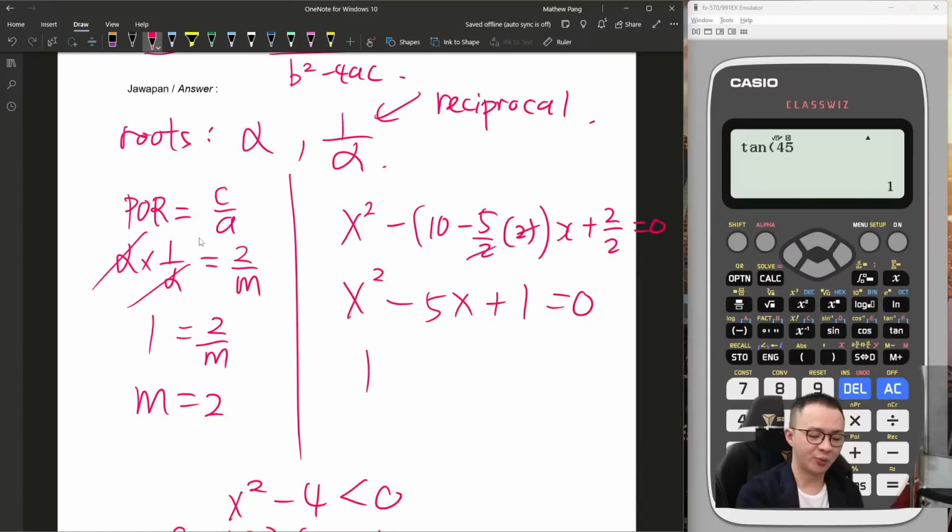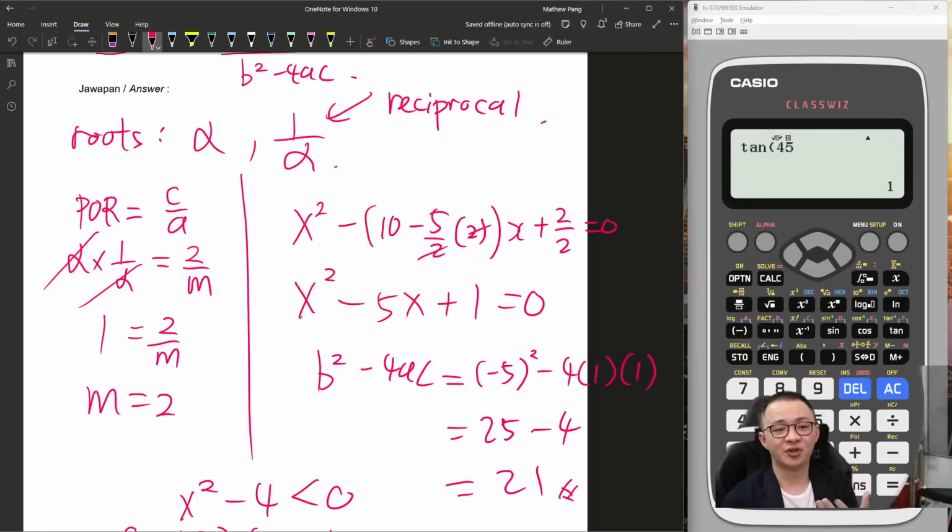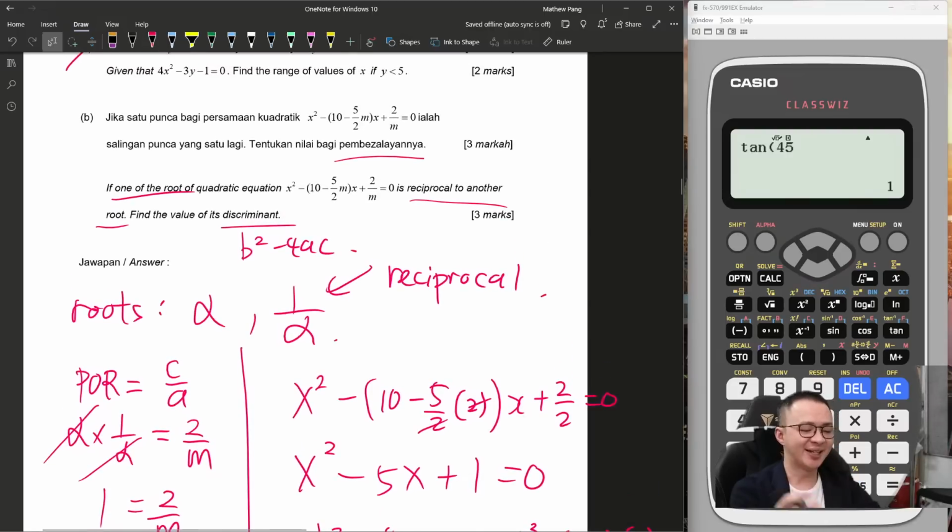Then now I can do my b squared minus 4ac. My b is negative 5 squared minus 4, a is 1, and c is 1. So basically it's 25 minus 4, the answer is 21. So this is the value of my discriminant. Okay, so in this question you just need to know how to get m by using the product of roots.